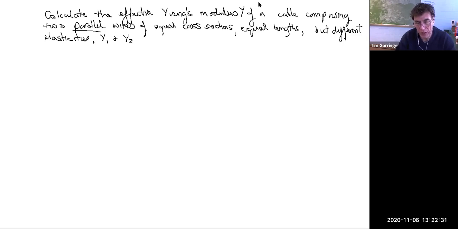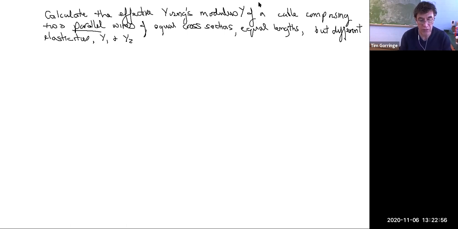I wanted to solve another problem that involves stress and strain and elasticity. Again, it's a problem where we built a cable out of two wires. In the previous problem, we built the cable out of two wires in series. In this problem, we're going to build the cable out of two wires in what we call parallel.